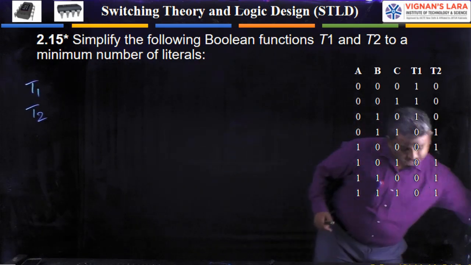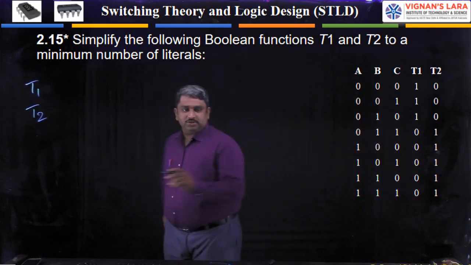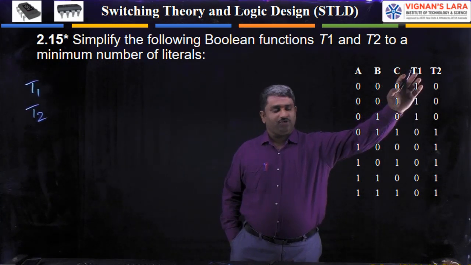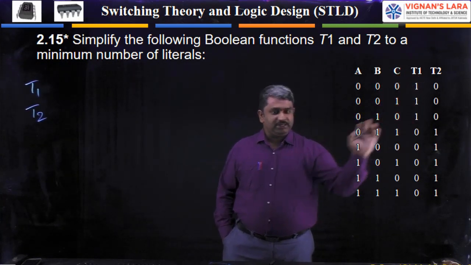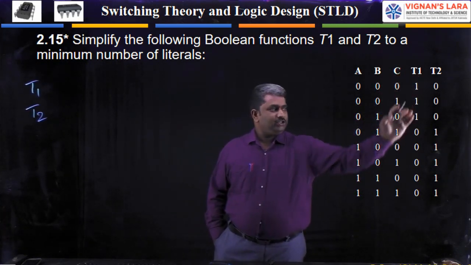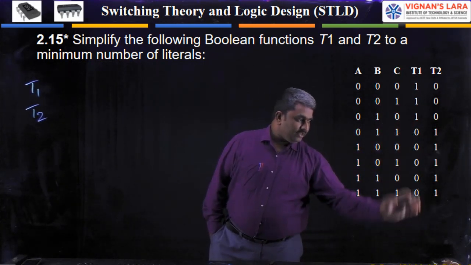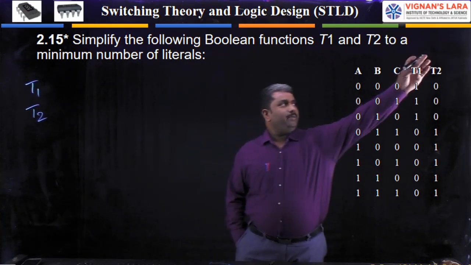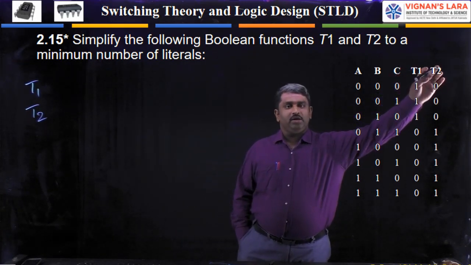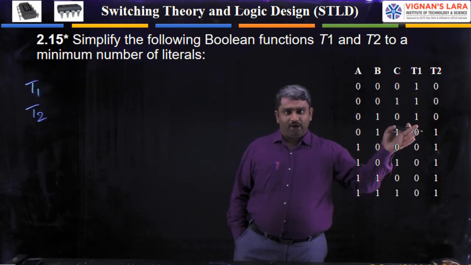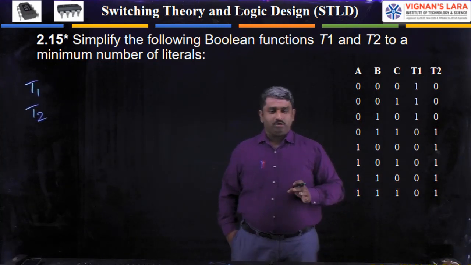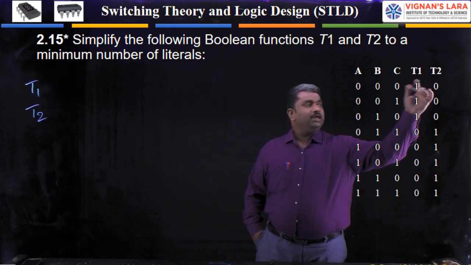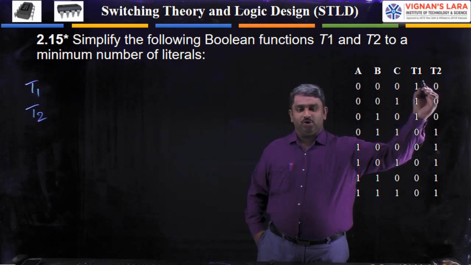Coming to T1, if you observe the function of T1, three conditions are on, and all the remaining conditions are zeros. Next, coming to the T2 condition, the first three conditions are off and the remaining conditions are on. Coming to the T1 situation, here you have to check.